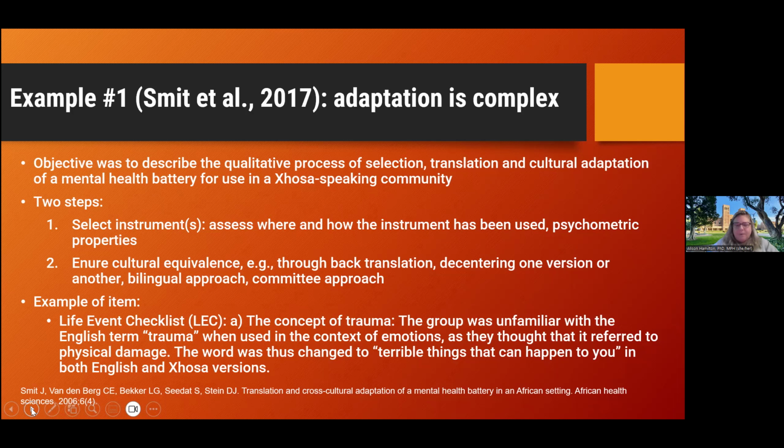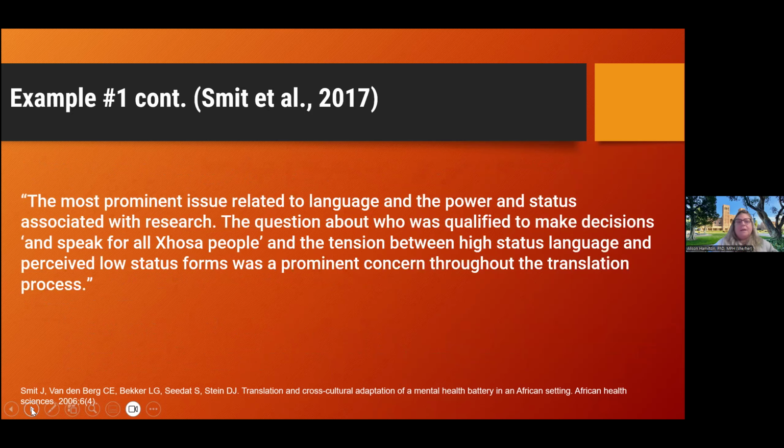This is just one example of the changes that they needed to think about and make in order to achieve that cultural equivalence and to be asking about the phenomenon that was of interest and not asking about something that people were interpreting in a very different way. And what they found in this process was that power, language, and status were very, very central to what they were trying to do, because there were these fundamental questions about who was really qualified to make decisions to speak for this entire community, and a lot of tension between different language statuses, like who was using which forms of the language. And that was a really big concern in the translation process.